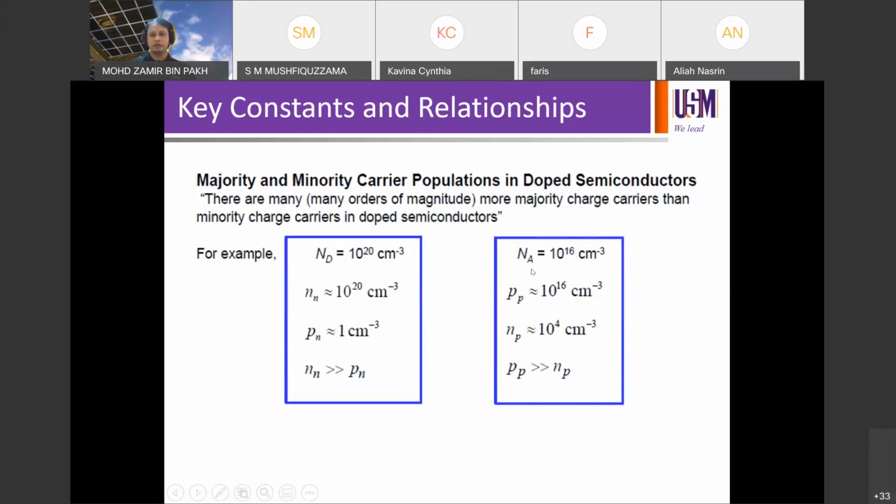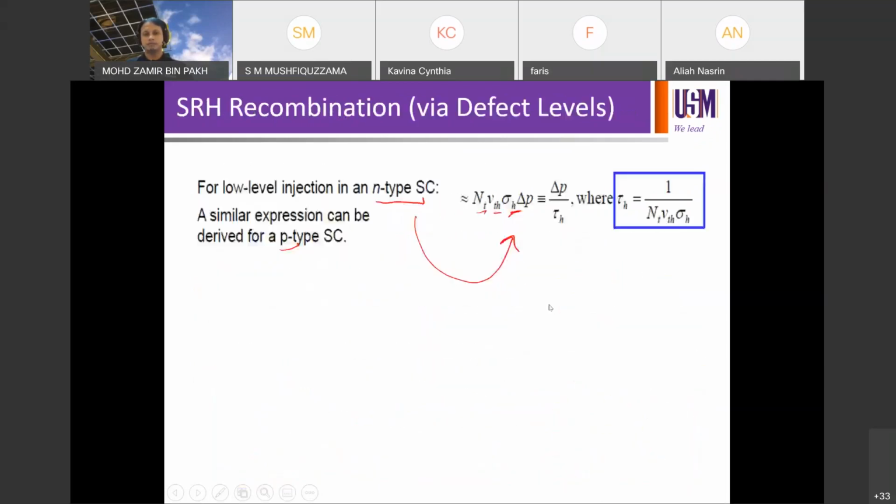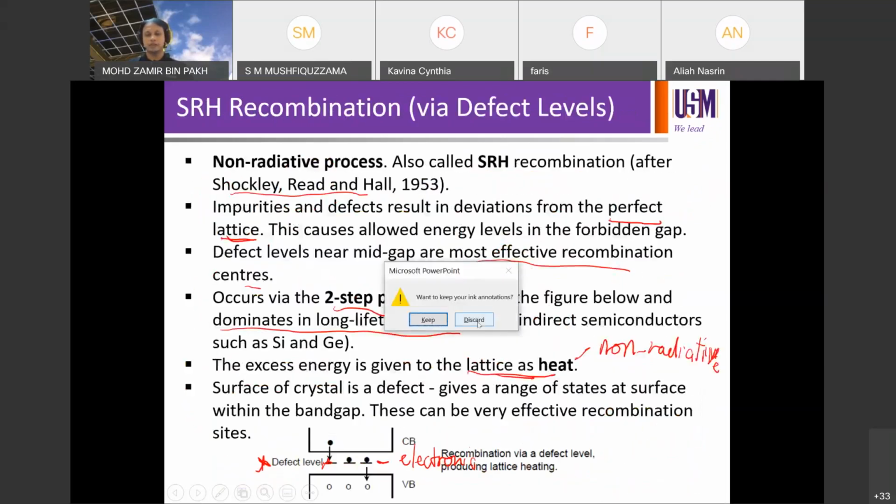If you look at the right hand side where your Na is 10 to the 16, your p should be 10 to the 16 because it is the majority carrier. Hence the minority carrier, which is the electron in p-type, will be 10 to the 4, given by the law of mass action: 10 to the 20 divided by 10 to the 16 gives you 10 to the 4, and you can then relate back to this. So that's all for today. I'm going to give you some references on passivation later on eLearn.